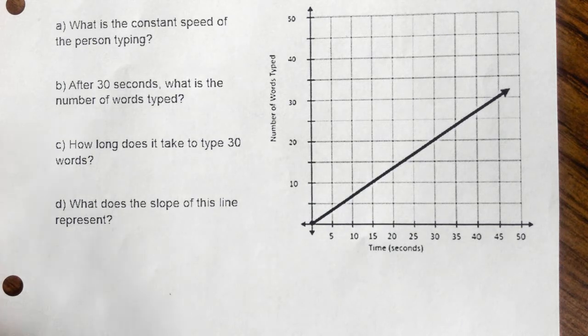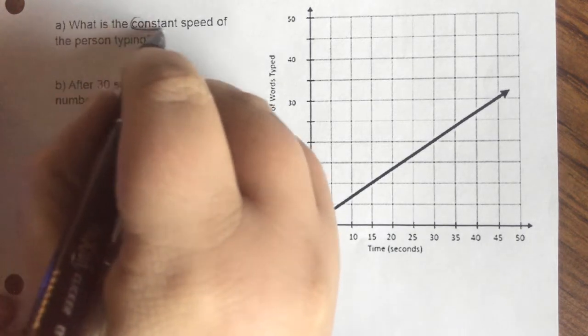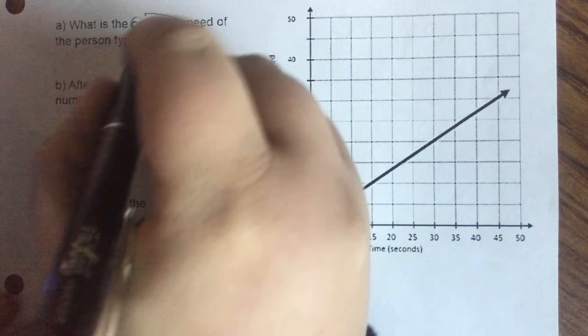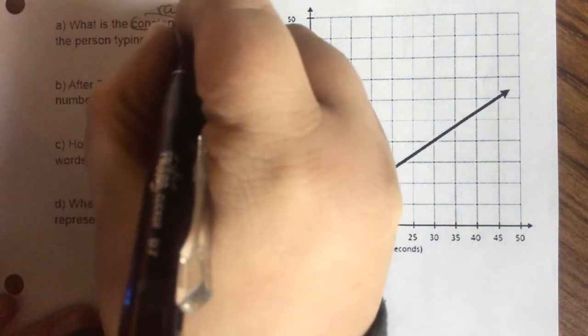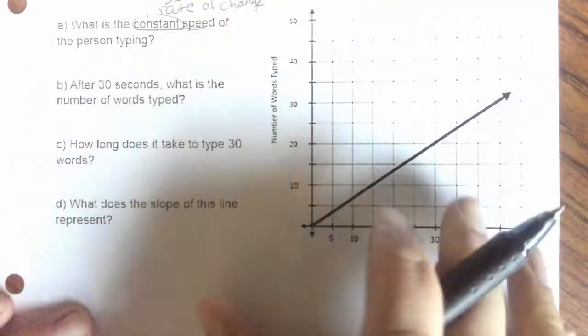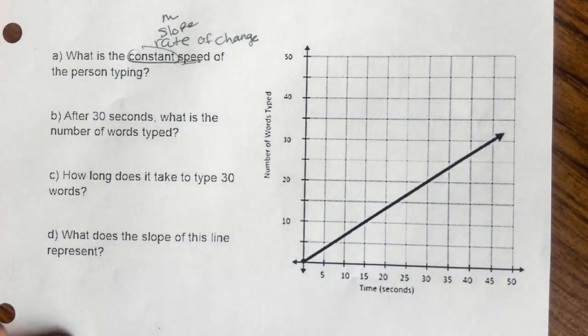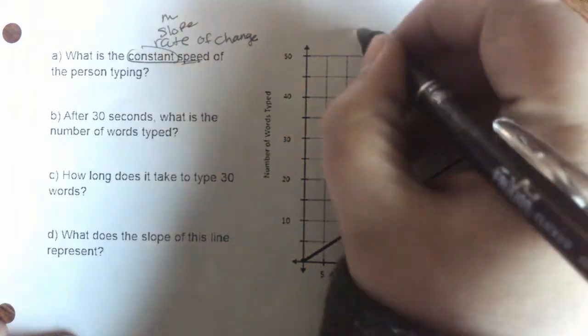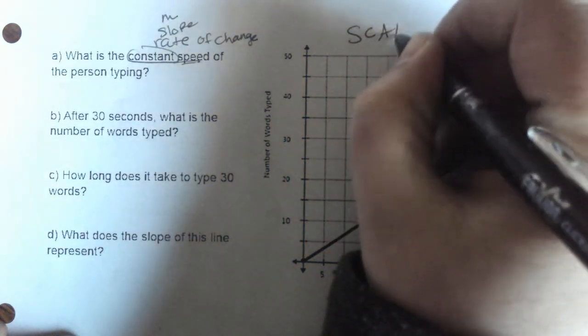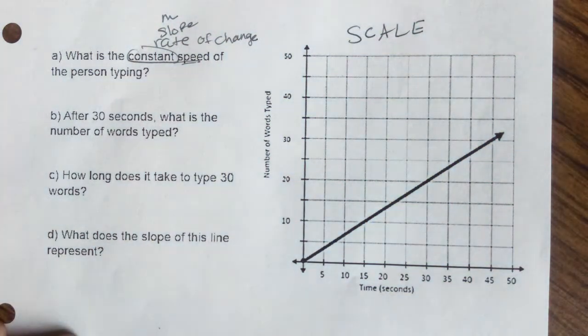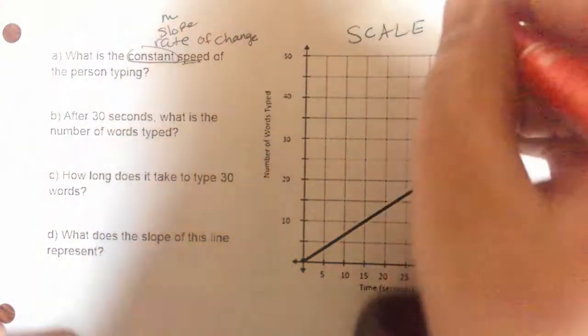We know from the problem before this that when we see the constant speed, that means really rate of change, or slope, which is all represented by the letter M. Okay, since this is a graph, we have a new first step. Our new first step is to write the word scale, and then we need to find the vertical scale and the horizontal scale.